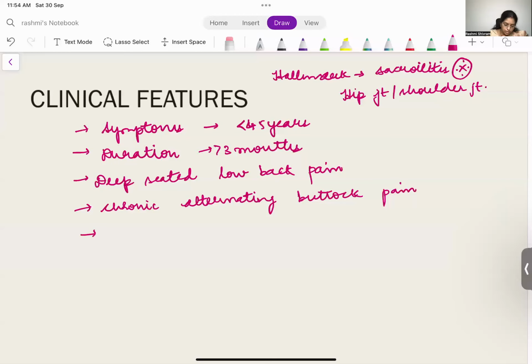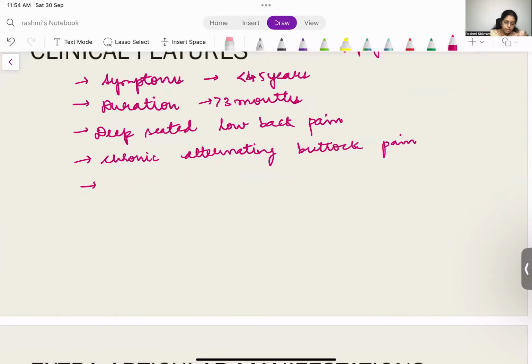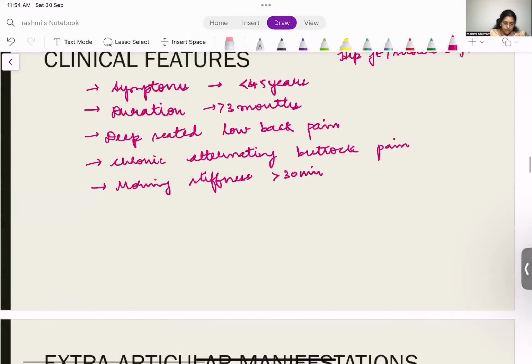Okay. So along with this, what will the patient have? We saw in rheumatoid arthritis that the patient will have stiffness, right? Again, these patients with ankylosing spondylitis also will have morning stiffness lasting for more than 30 minutes. This is very important. The patient will have morning stiffness which will last for more than 30 minutes.